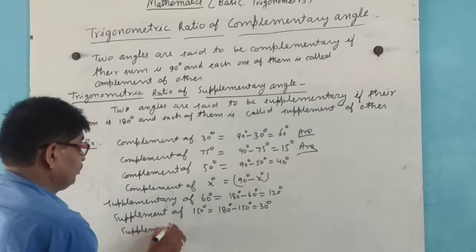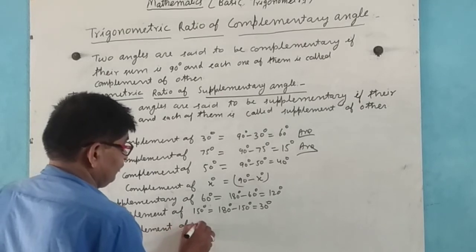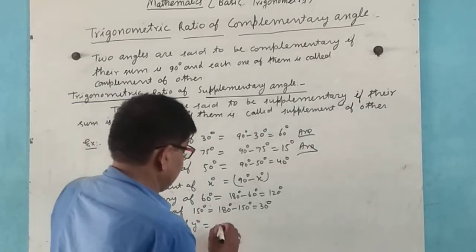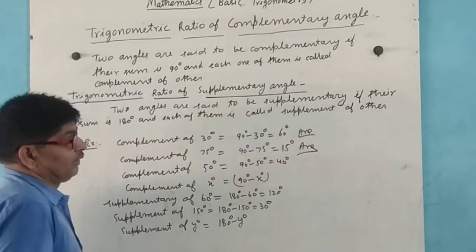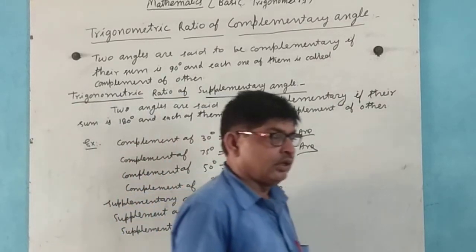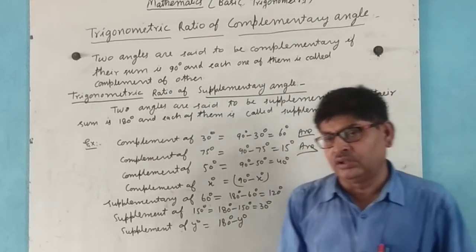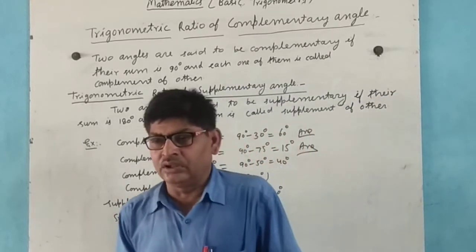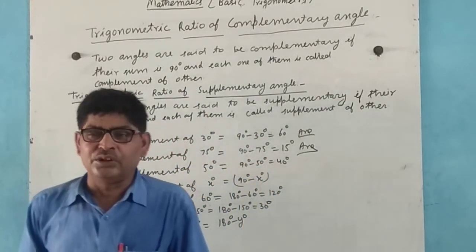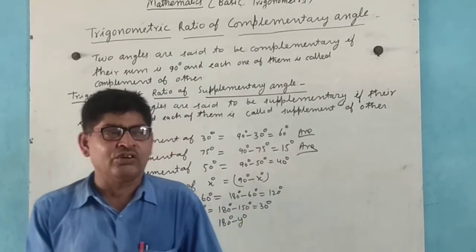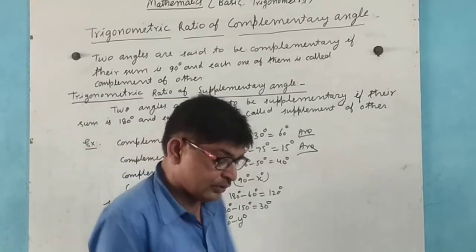The supplement of y degrees is also given; we subtract 180 degrees minus y degrees. Similarly, we calculate the complementary angles and supplementary angles. Now we have just studied sin theta, cos theta, tan theta, cot theta, sec theta. Now we solve some problems.